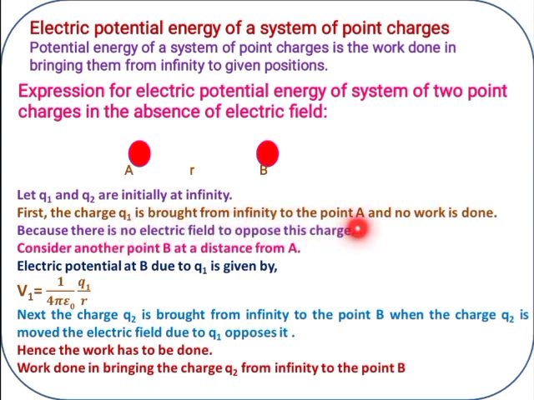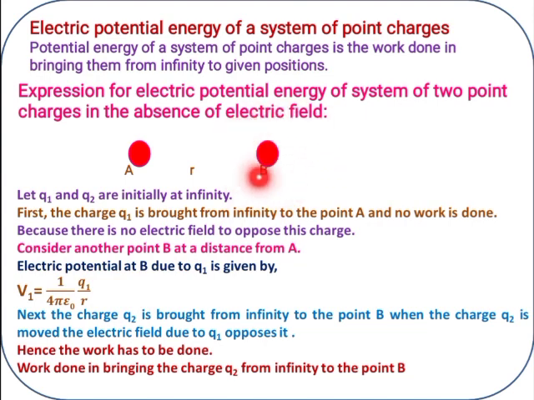to the point A and no work is done in this case. For the second case, consider another point B at a distance from A. Then the electric potential at B due to Q1 is given by this expression. Let us first understand the diagram.